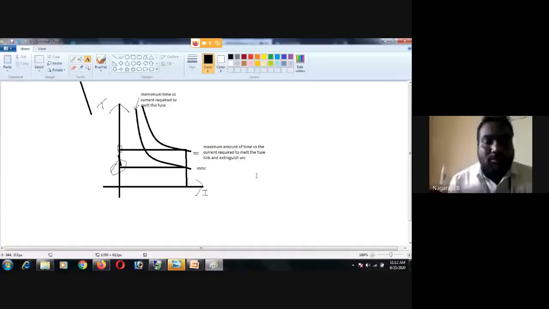This is about the two curves, PCC as well as NMC. In general, PCC will give the coordination. All of you remember this. Can I go for the next topic?